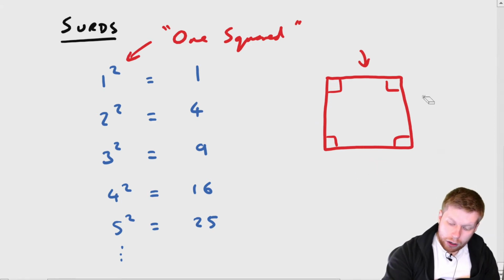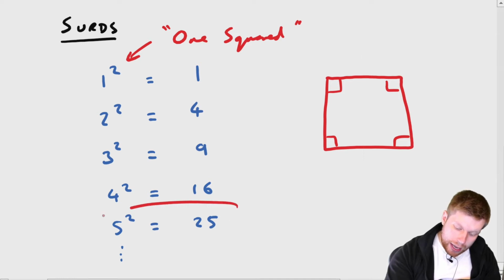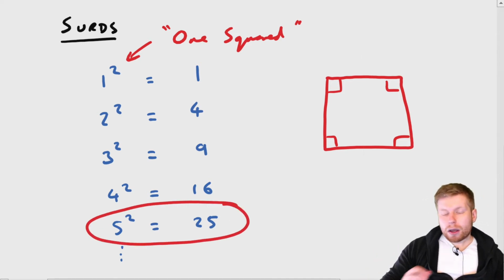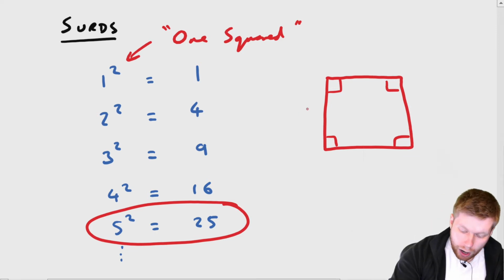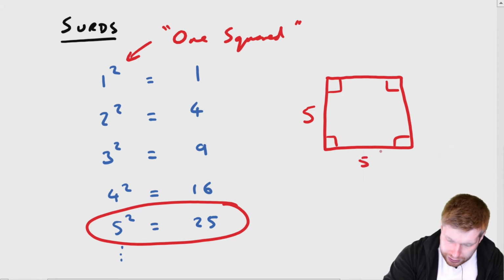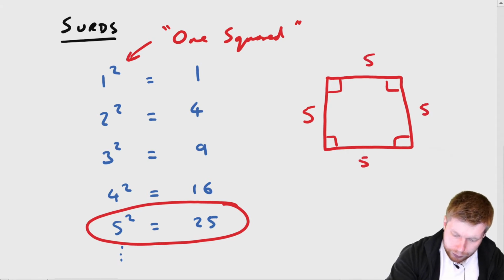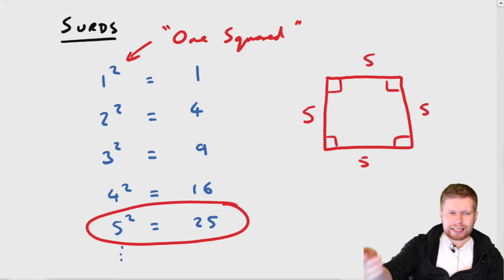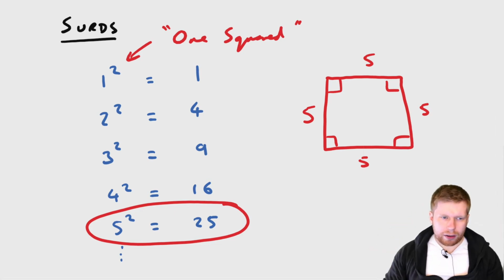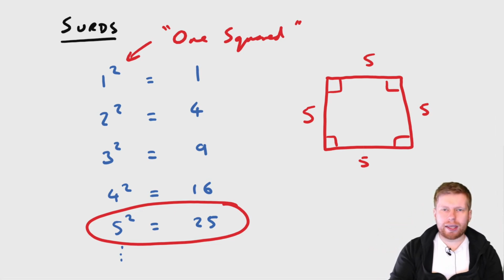So if I look, for example, at this one down here, 5 squared, what has this got to do with a square? Well, the answer is that I am looking at a square of side length 5. In other words, all of these side lengths are 5. But then what is this actually doing? What is 5 squared actually doing? How do I get 25 from a square like this?